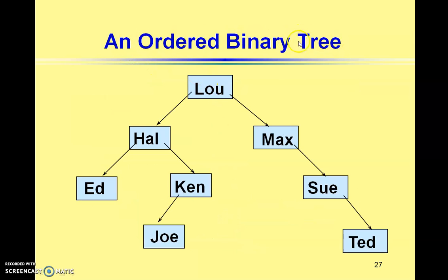An ordered binary tree: everything to the left is lower than the parent, and the parent is lower than the right child. Here, Ken and Joe. If we put in something that started with an I, you'd come to Lou, you'd say, okay, I is less than L, but I is greater than H, and I is less than K, and I is less than J. So I would go to the left down here with Joe.